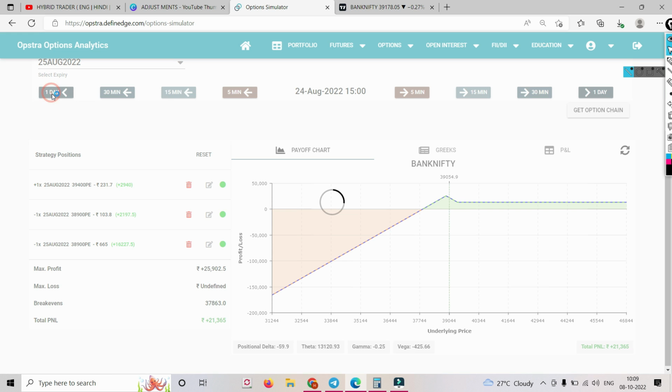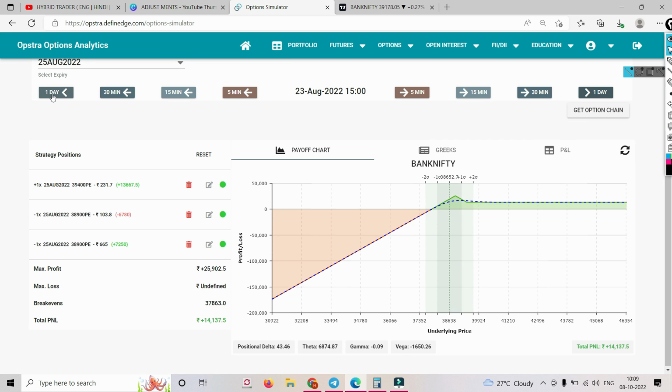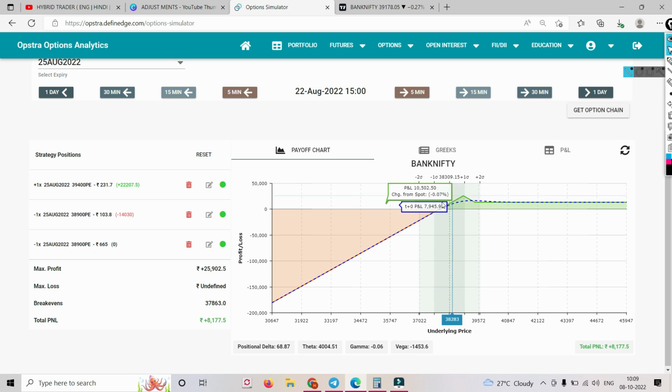So let me get you back to 22nd. This was my original trade. Okay, so we have seen adjustment number 1 by just converting your debit spread to ratio spread. Second point, I'm a very conservative trader. I know if the market makes a down move of 2%, then I'll end up in my unlimited loss area. So what I'll do, I'll convert this to a butterfly.